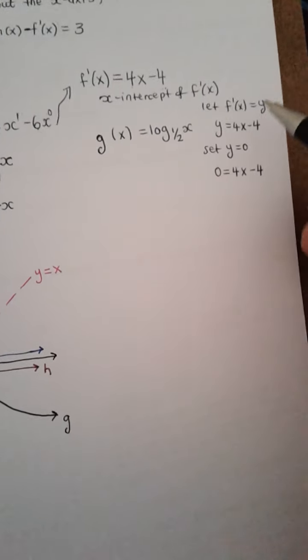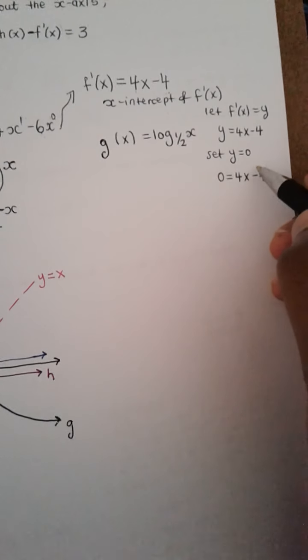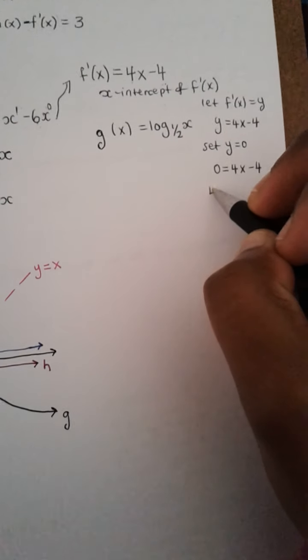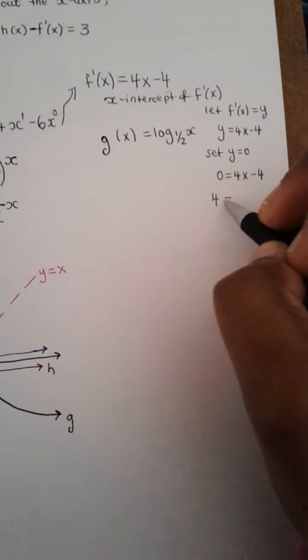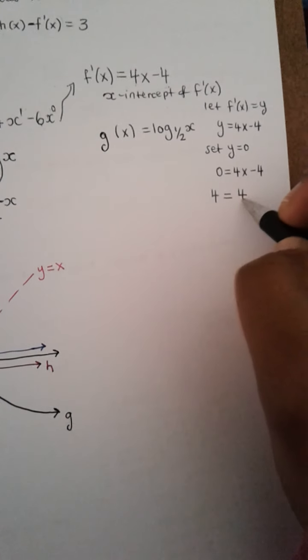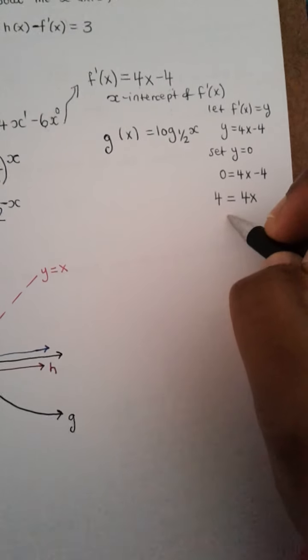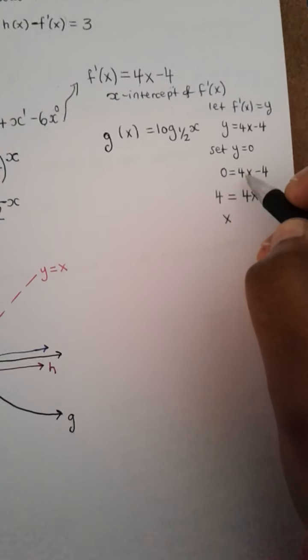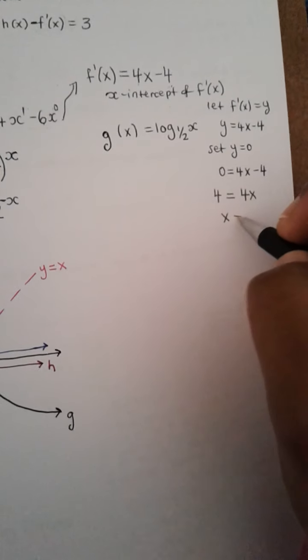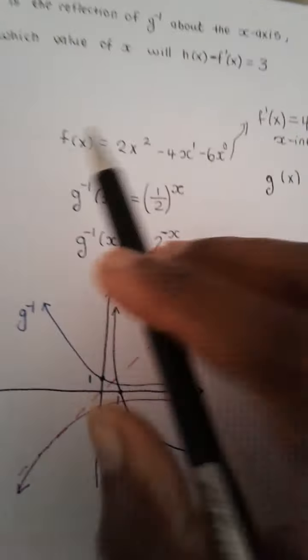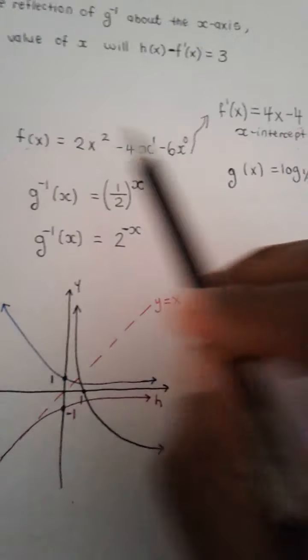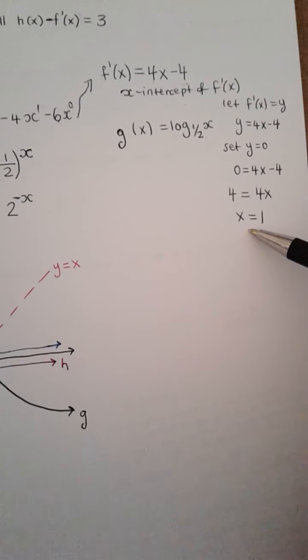Okay, let's carry on. We're going to move this 4 to the left hand side, and that equals 4x, right? So it has an x-intercept at x equals 1. This graph has a stationary point at x equals 1, right?